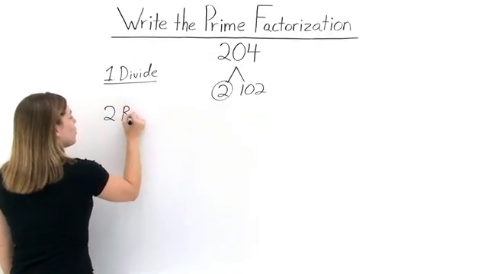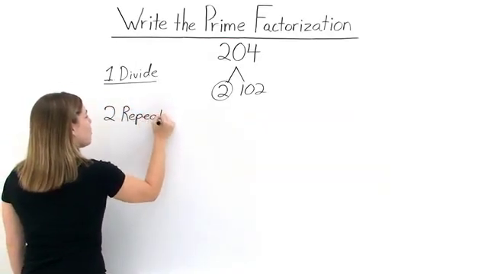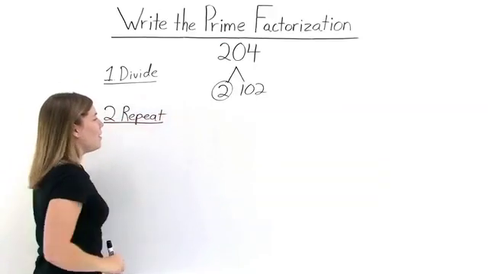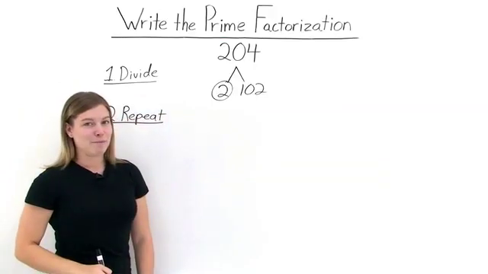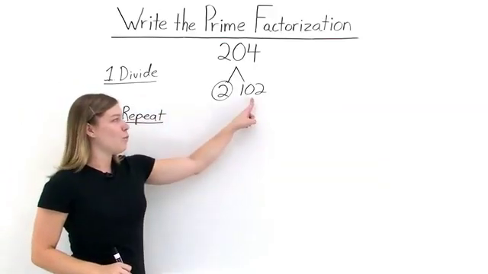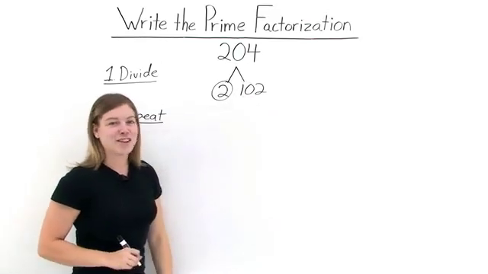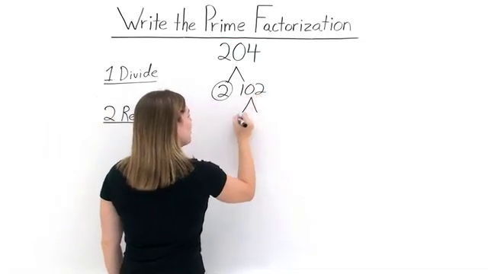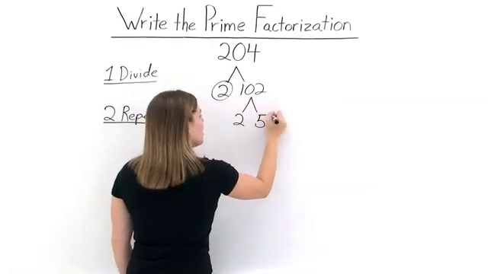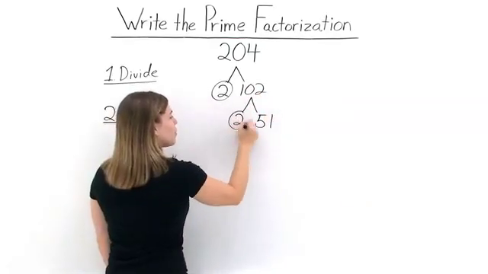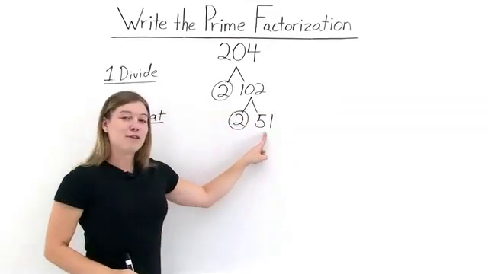In step number 2, we want to just repeat step number 1 with the remaining number until all of our factors are prime. That means we need to take 102 and divide it by its least prime factor. The least prime factor of 102 is 2. So we divide it by 2 and we get 51. Then we circle 2 because it's prime and we look at 51.